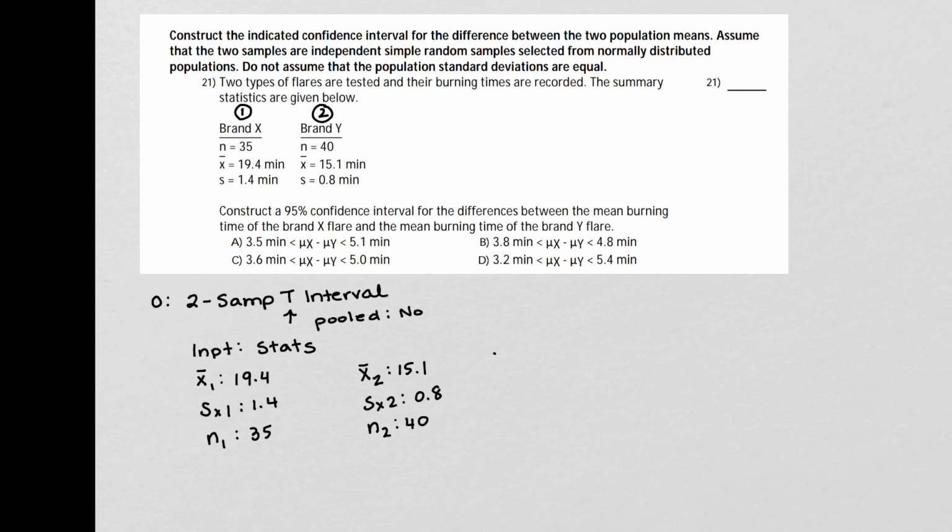Then they ask me for the confidence level, and that was 95%. So I put in 95 or 0.95, either one will work. And when it says pooled, we say no. And then you just go down to calculate and press enter, and you'll get your confidence interval.